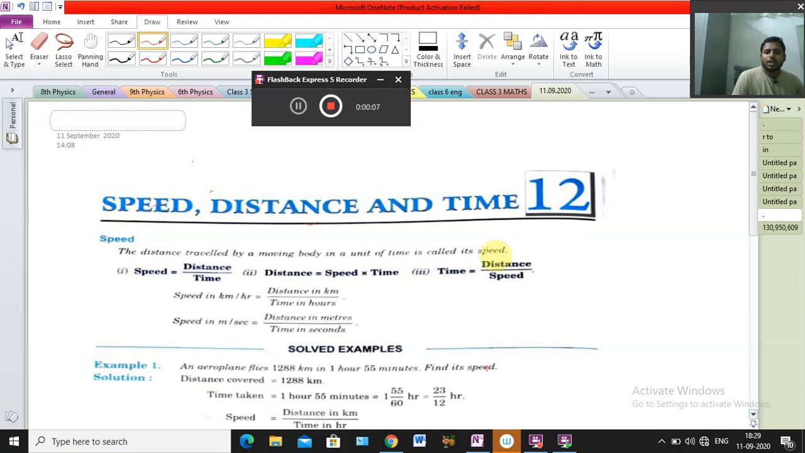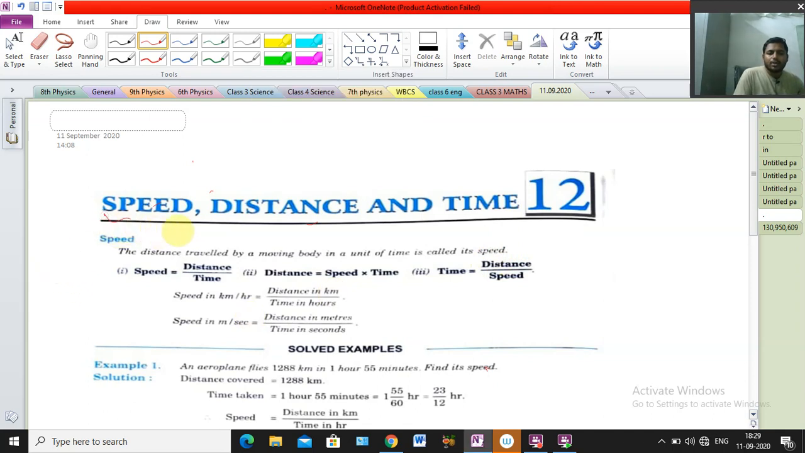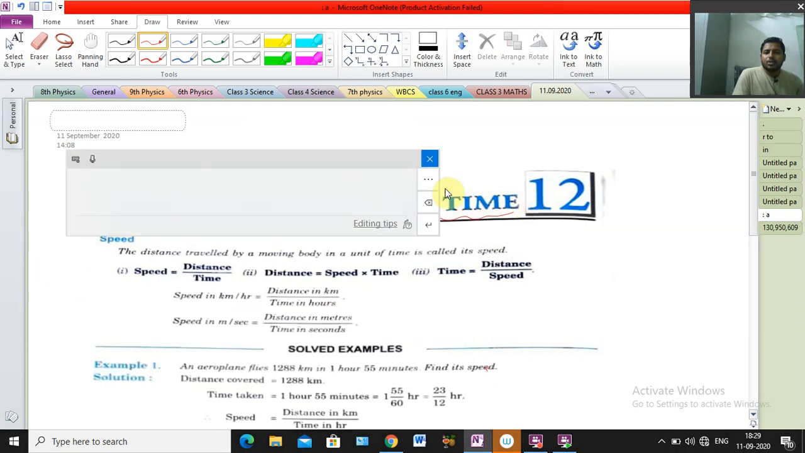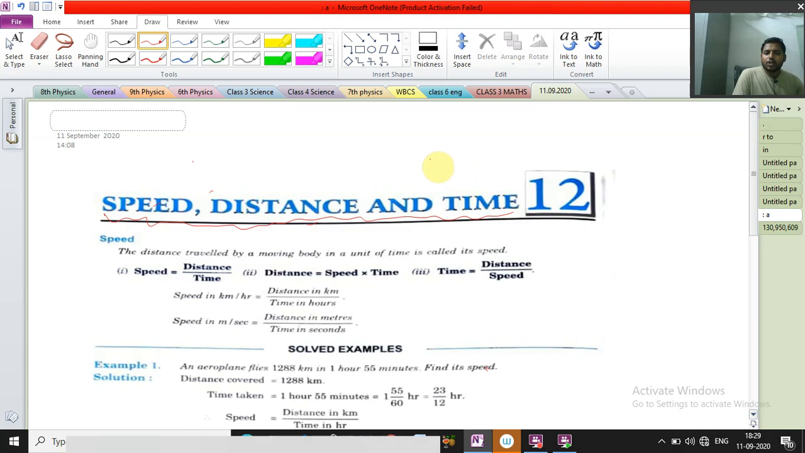So now I want to discuss one new chapter. The chapter name is speed, distance and time. We have already discussed it before, in the previous year also. But it is in the syllabus here as well, so that's why we will discuss it. So at first you should get ready with your copies, everyone.